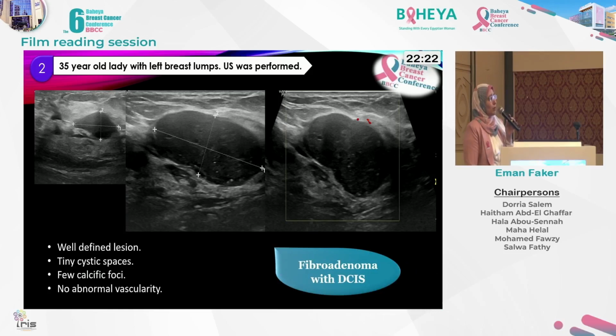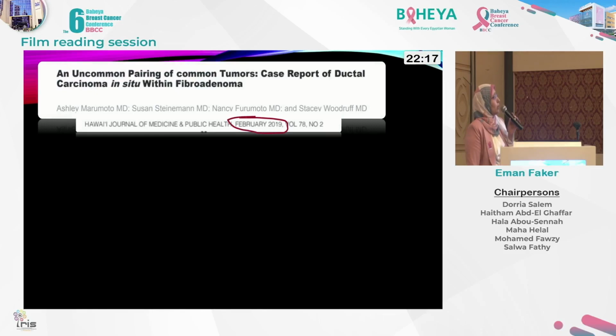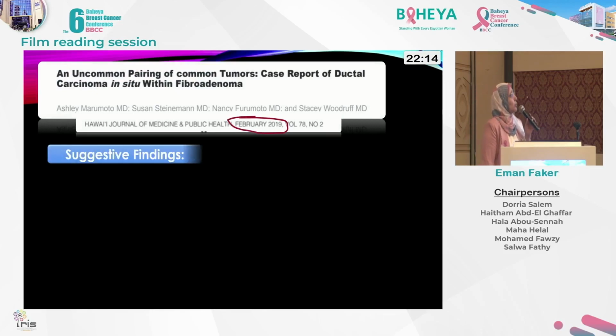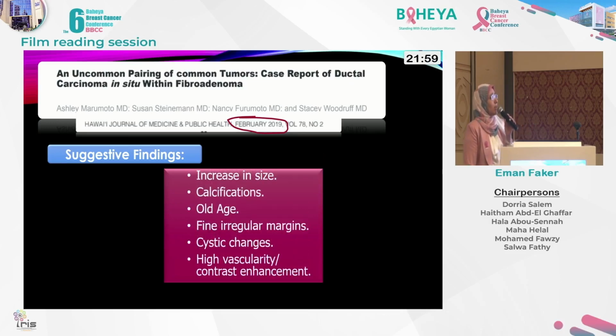So what about this fibroadenoma with DCIS? In February 2019, Maronto et al. found a pairing of common tumors like DCIS within the fibroadenoma. They suggested that when we see certain findings in a fibroadenoma, we can upgrade the lesion and ask for biopsy. What are these findings? Mainly if it is increasing in size, if there is internal calcification, if the patient is old-aged, fine irregular margin like the previous case, internal cystic changes, high vascularity, or high contrast enhancement.